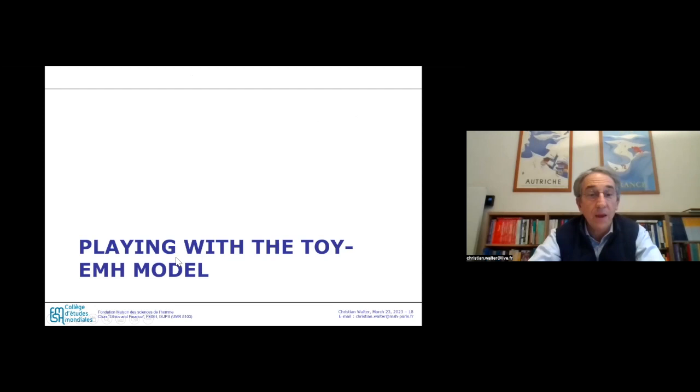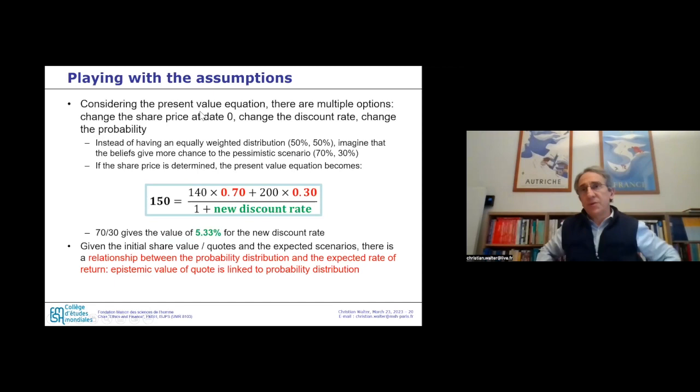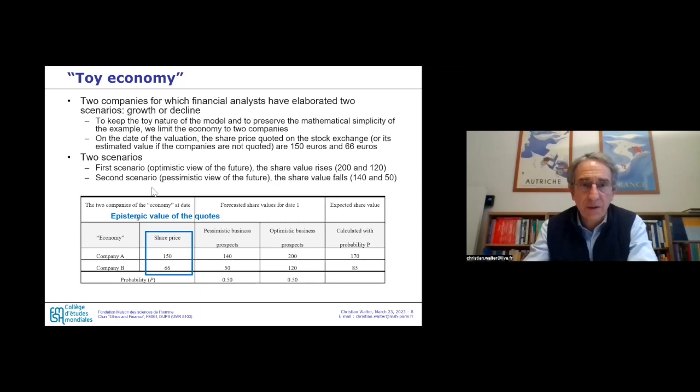Now, we are going to play with the EMH model, after having found the condition for the markets to be arbitrage-free. First, everybody knows the notion of present value. We are now considering the present value equation, that means the way of finding the value considering the prospects. Just recall that the toy economy is given here: two prospects, pessimistic and optimistic, two companies, one probability P, and two share prices.